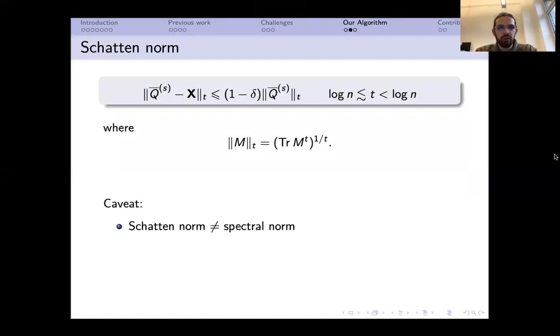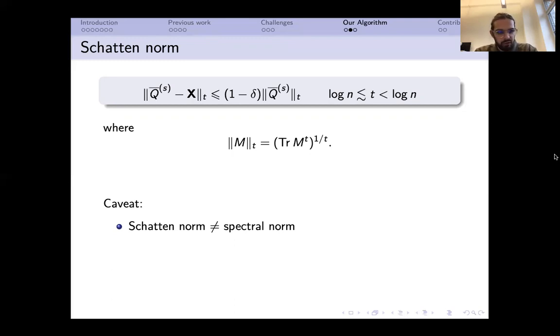We're not able to show that there is this gap in spectral norm, but we're only able to show that there is this gap for the T Schatten norm. And here T is some value that is smaller than log n. So the T Schatten norm is the 1/T root of the trace of the T power of a matrix. So notice that if T is larger than log n, then this is a very good proxy for the spectral norm. But if T is smaller than log n, then the gap between the T Schatten norm and the spectral norm is larger than the gap we hope to show here. And so this is not a good proxy for the spectral norm.